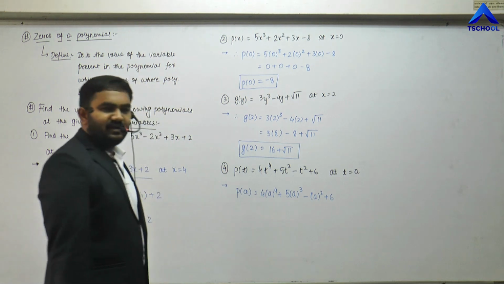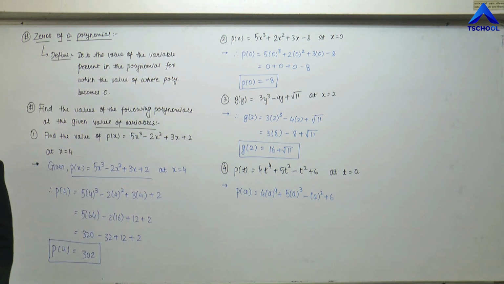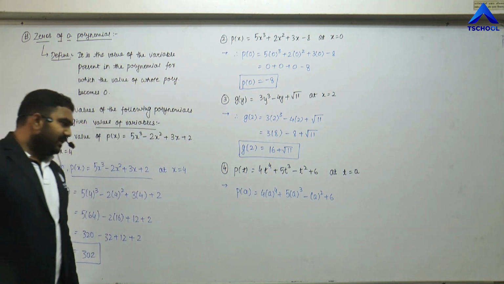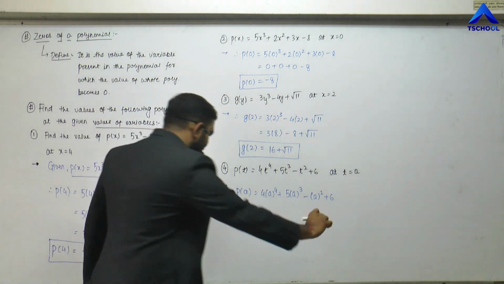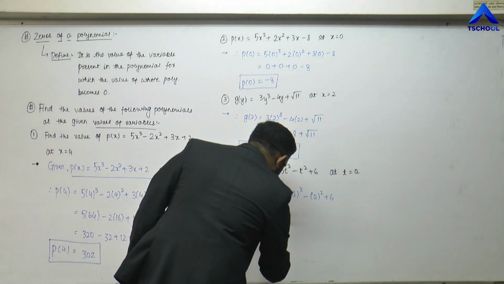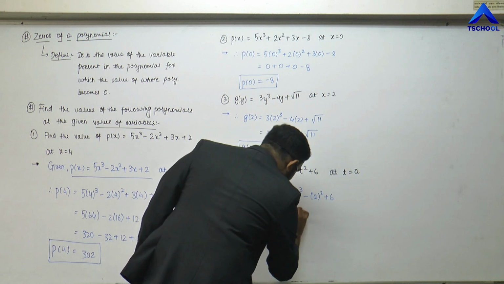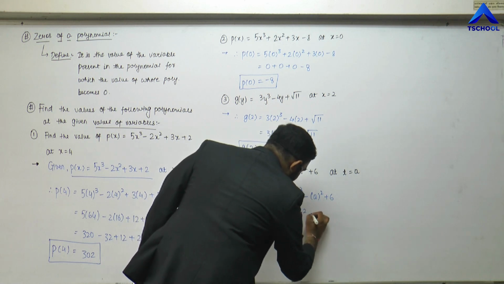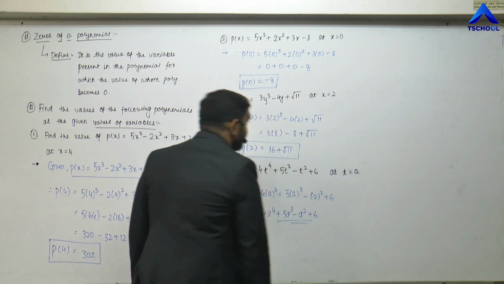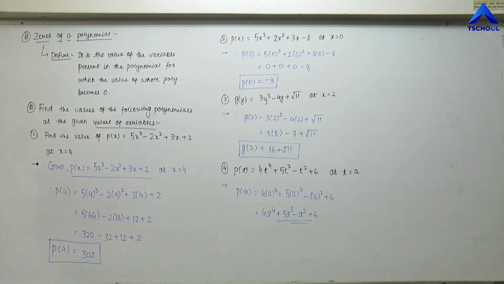As we know, the value of a is not given, right? Simply it means that a will be kept as it is, and hence that is equal to 4a raised to 4 plus 5a cube minus a square plus 6, and that is the answer. That means the value of the given polynomial at t equals a is the same as the question, but all the t's are now replaced by a. Okay.